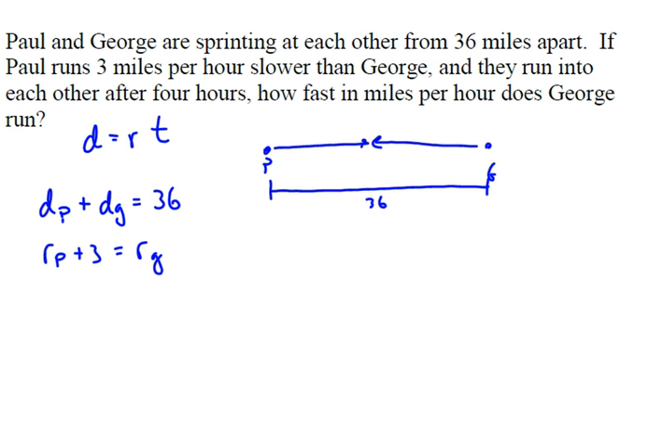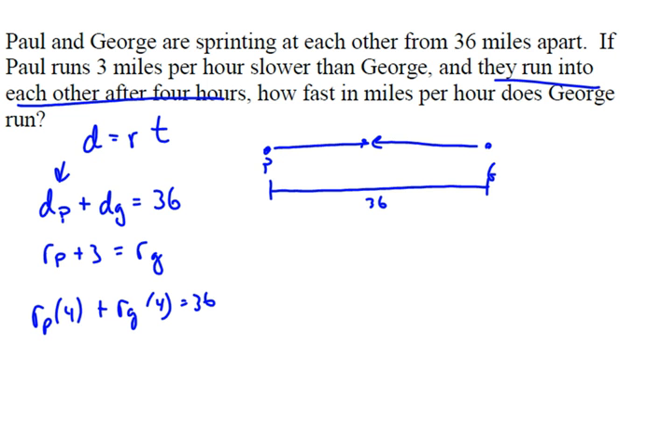Now we have to know something about time, because distance is rate times time, and so the distance of Paul is going to be the rate of Paul times the time of Paul. Well, it says they run into each other after 4 hours. So the time for both of them is the same, which makes this problem a lot easier. So you could think about it as the rate of Paul times 4 plus the rate of George times 4 equals 36. Rate times time is essentially what we're doing there. And so that's where our equation comes from.